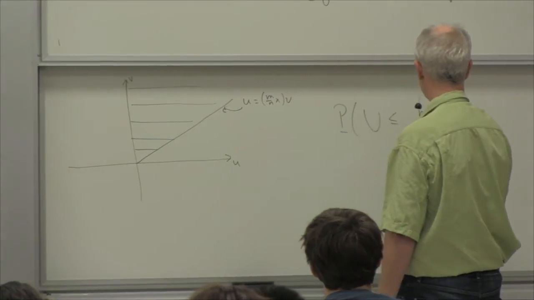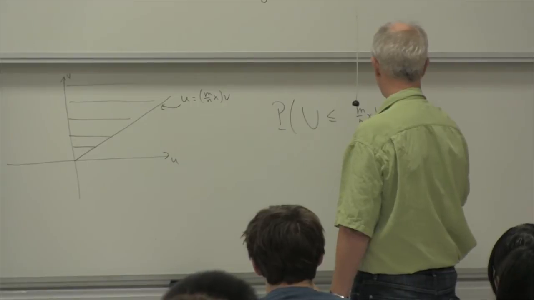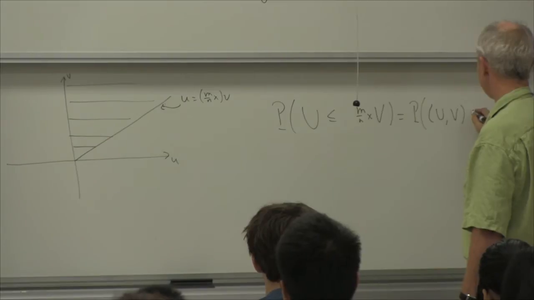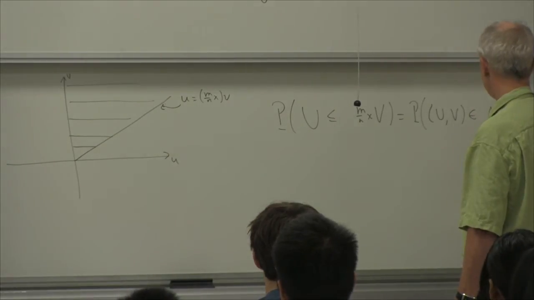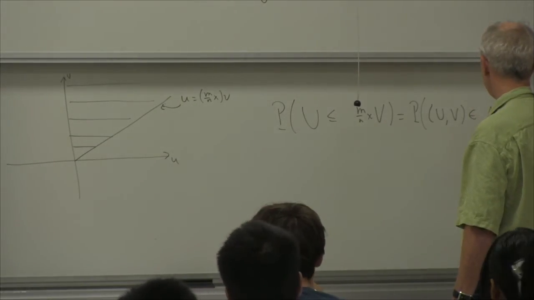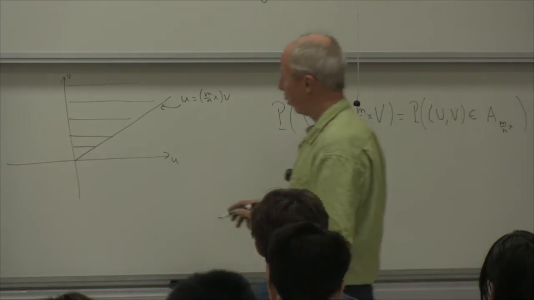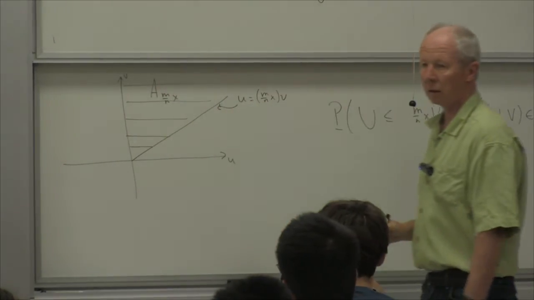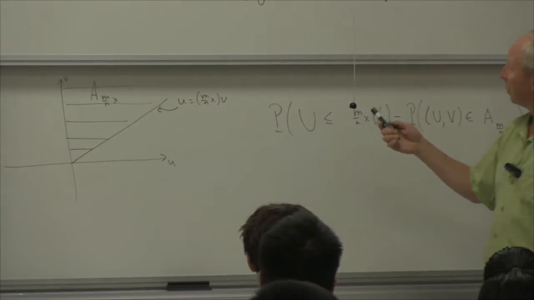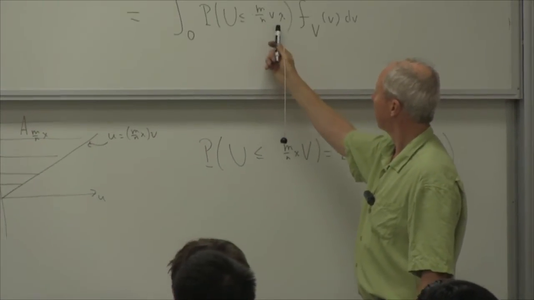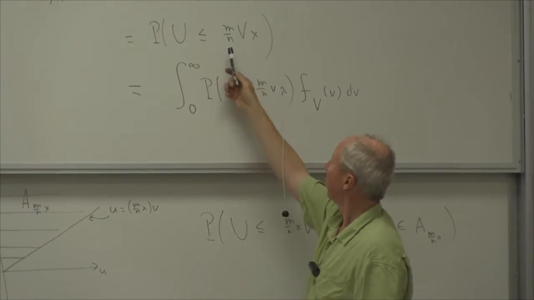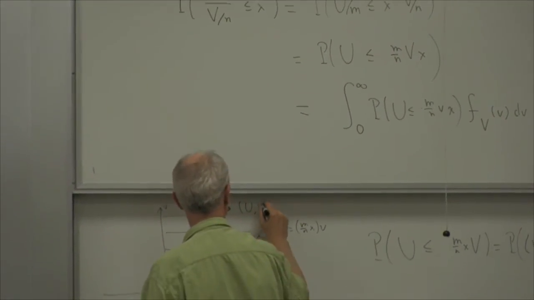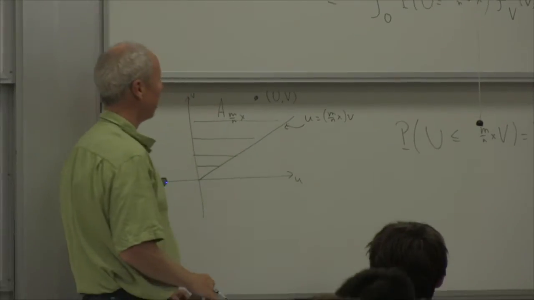U is less than or equal to m over n x v would be the probability that the pair u, v is in that set A, that maybe I'll index it by m over n x. So this is the set A, m over n x. Is that too quick? At this set? Well, if the pair u, v is up here, is it true that u is less than or equal to m over n x v?